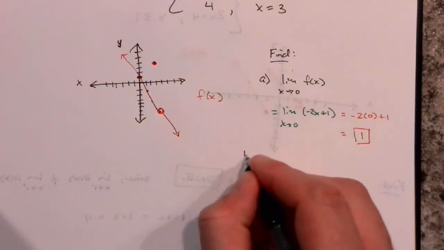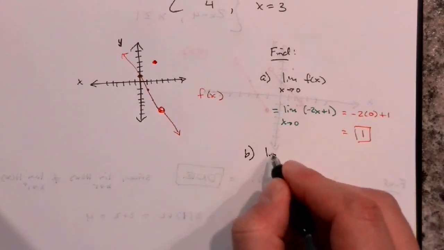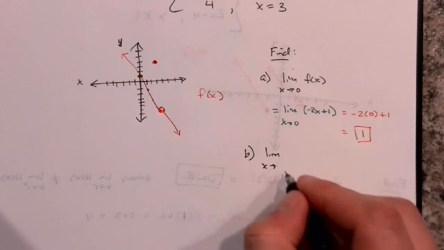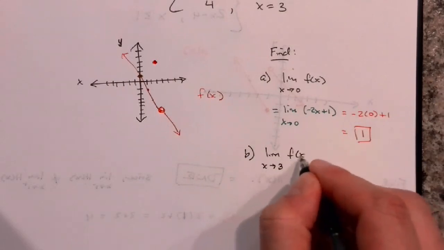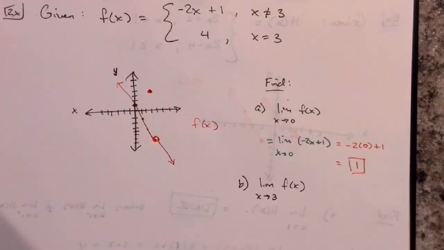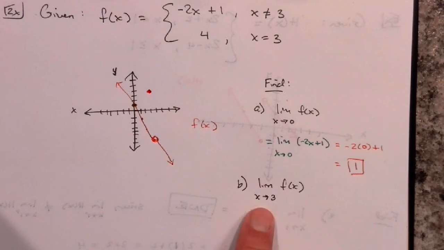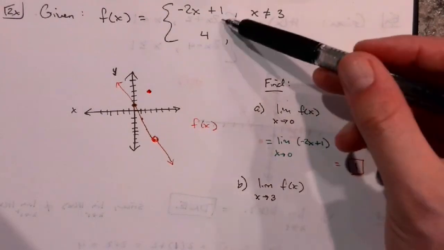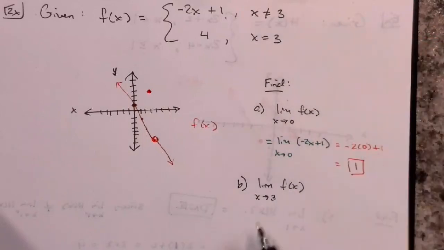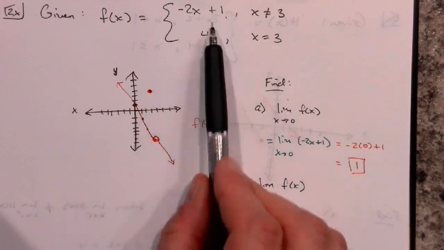What if I said, what's the limit as x approaches 3 for f of x? Well, remember, when I say limit as x approaches 3, it doesn't matter what happens at 3, right? I only care about what happens as I approach it. As I approach 3, it actually takes on the same function on both sides, right? Negative 2x plus 1 is the same on the left side of 3 as it is from the right side of 3. So I don't have to do this as individual pieces from the left and right, because from the left and right, it's exactly the same.